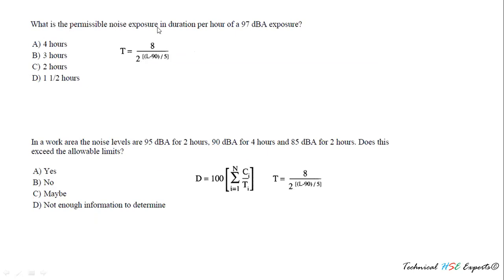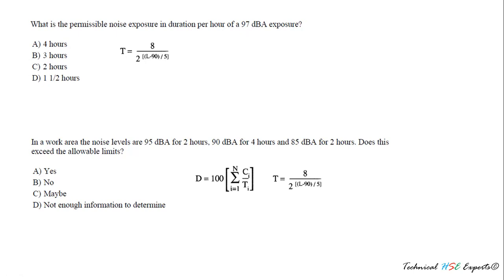See, what is the permissible noise exposure duration per day for 97 dBA exposure? For example, take the question in a practical way. We know the safe level for noise in the USA, as per OSHA, is 90 dBA, right? But the particular noise source is producing 97 dBA. Imagine there is a machine operator who needs to continuously operate this machine, and there is no option to reduce the noise generated from the machine.